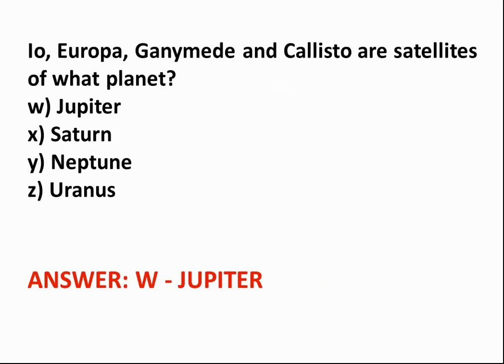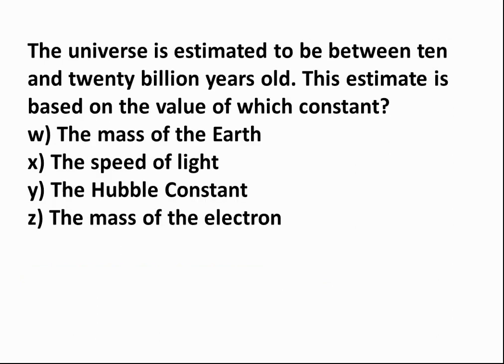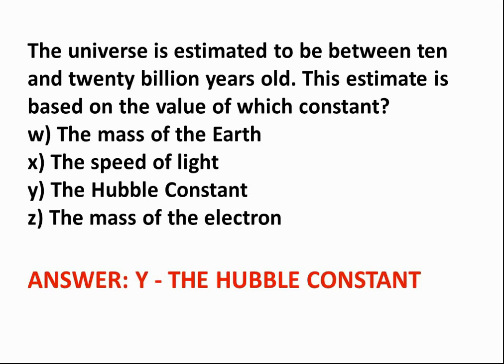Answer: W. Jupiter. The universe is estimated to be between 10 and 20 billion years old. This estimate is based on the value of which constant? W. the mass of the Earth, X. the speed of light, Y. the Hubble constant, Z. the mass of the electron. Answer: Y. the Hubble constant.